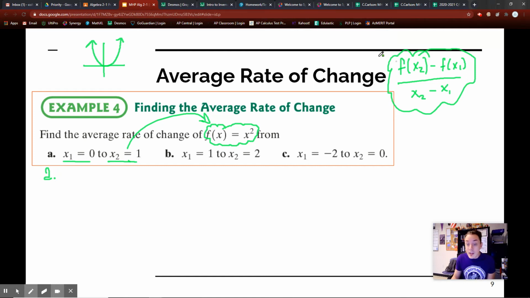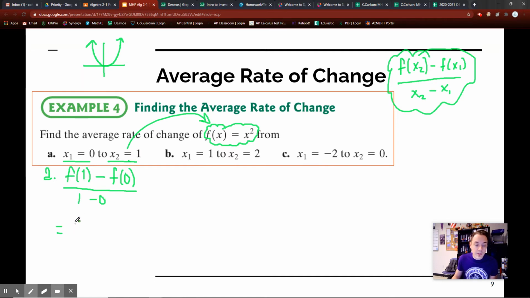By using the average rate of change formula and plugging it into your equation. So what does this look like? Well, f of x2 is 1. That's what I'm given. Minus, following my formula, f of x1. Well, x1 is 0, so I'm going to do 0. And then all over x sub 2, which is 1, minus x sub 1, which is 0.